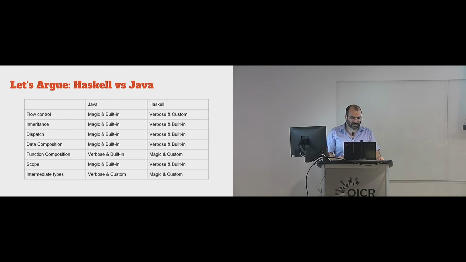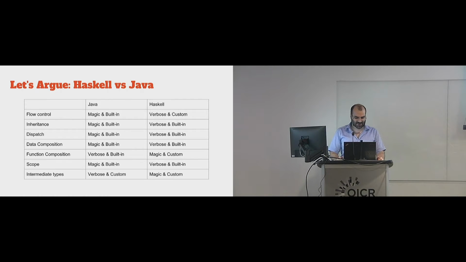Dispatch in Java is pretty magic. Virtual method dispatch, it just kind of happens. And the rules for it are kind of built into Java. In Haskell, it's very verbose, and that's it. There's no weirder ways to do method dispatch. Data composition, again, Java, because of the way inheritance works, you can do a lot of really weird, complicated data composition, especially once you get into inner classes. You can have a grand old time. In Haskell, nope, you're doing that yourself.